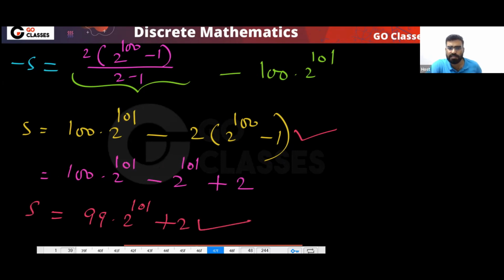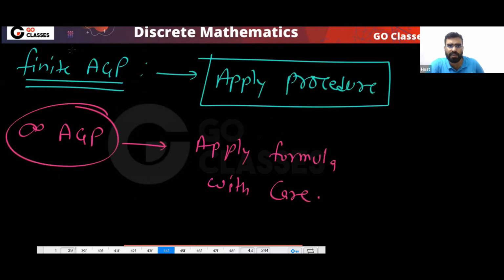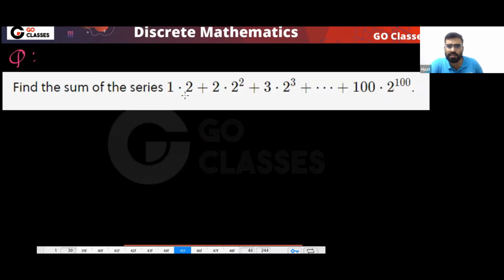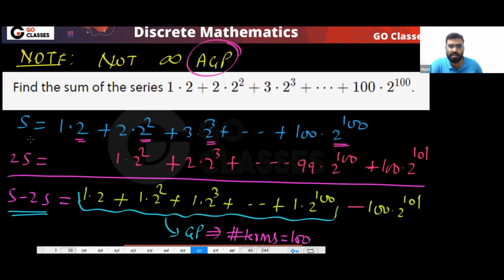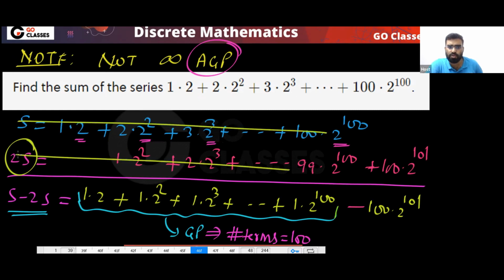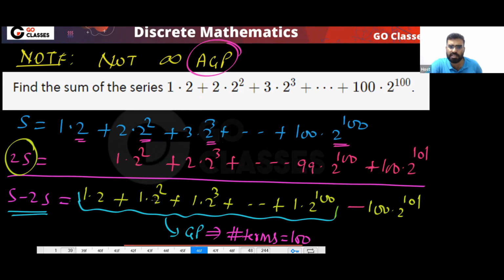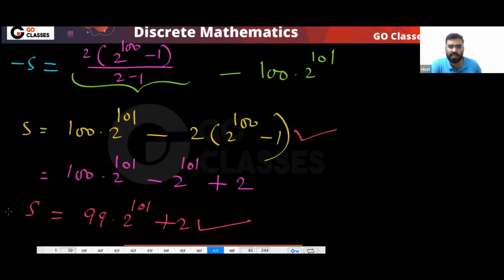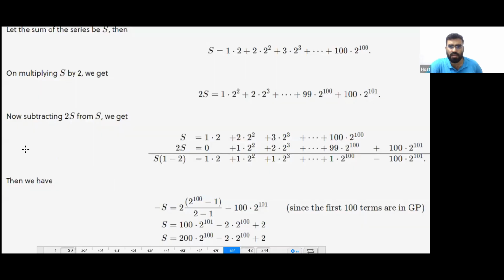Yes or no? Is this clear to everyone? So remember, this is a finite AGP. Whenever you have a finite AGP, just apply the procedure. You know the procedure. Multiply with the common ratio. This is the GP, and the common ratio of the GP is 2. So multiply with 2 and shift, multiply with 2 and shift. Then you subtract. From the first one, you subtract the second one. Then you will get S minus 2S is equal to this. This is a GP now, and this GP formula you already know. So finally, the final summation will be this. This will be your final answer. Yes or no?